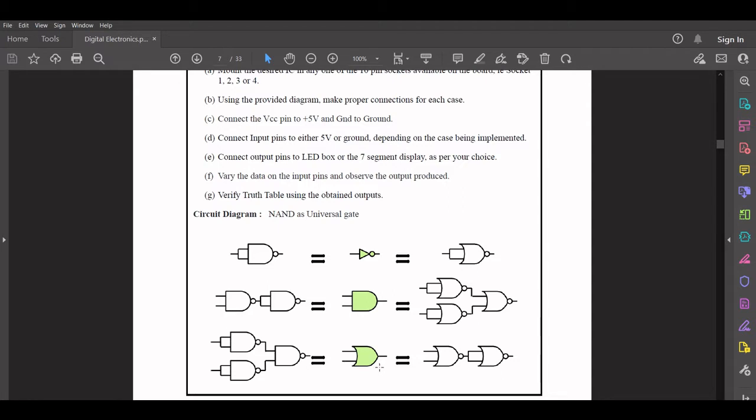Similarly, you can also try to construct XNOR or XOR gates using these universal gates. In the next part, we'll demonstrate how to make these connections on the mobile lab and how you can verify your outputs using the LED box.